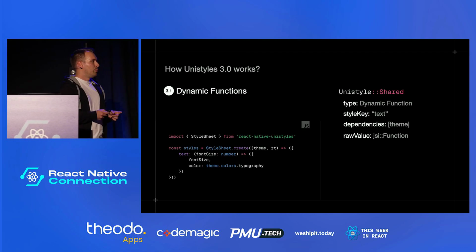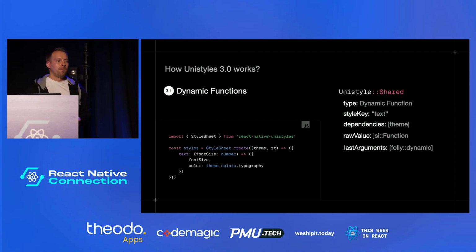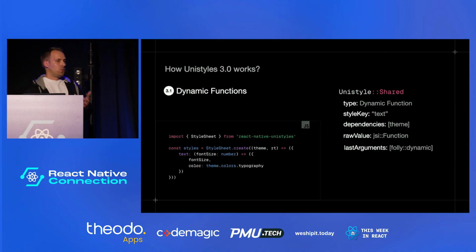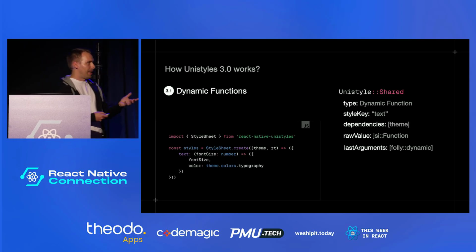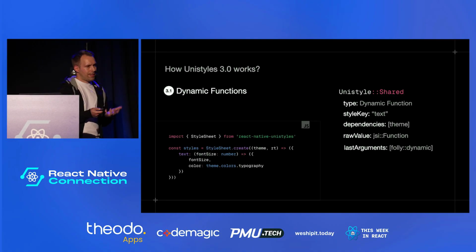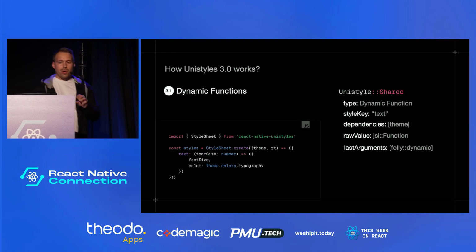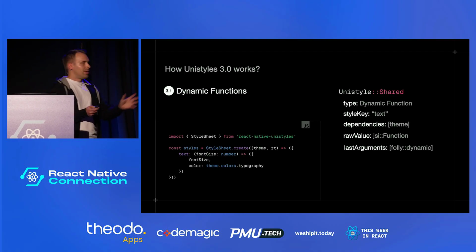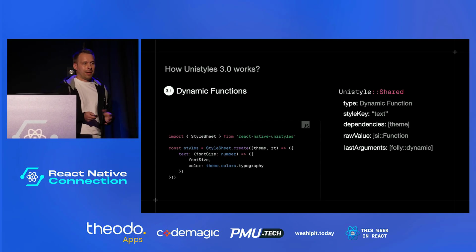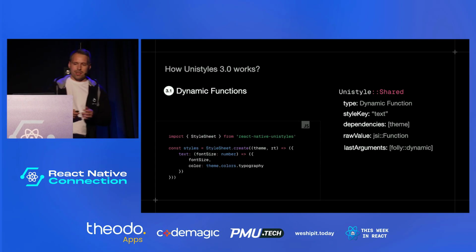But that's not all. I will also, during the runtime, memoize your last arguments. Why? Because in the future, I will call this function from the C++, and I need to know your arguments. And I cannot use JSI to hold the values because we need another structure. This is an open source library from Meta. It's called folly dynamic. I can hold any JavaScript value there.